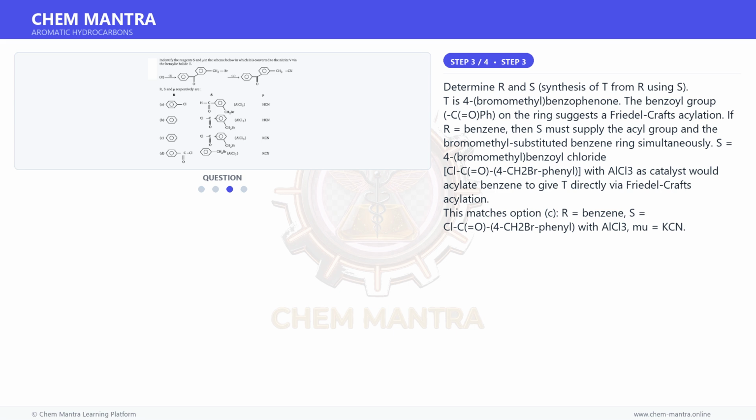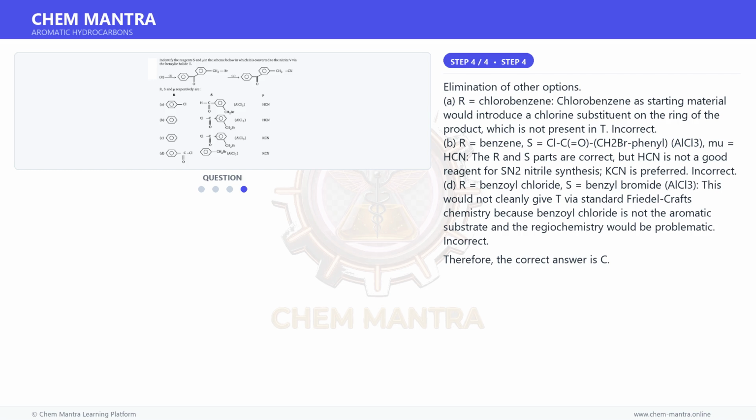This matches option C: R is equal to benzene, S is equal to ClC=O-4-CH2Br phenyl, with AlCl3, mu is equal to KCN. And for the final step, elimination of other options.